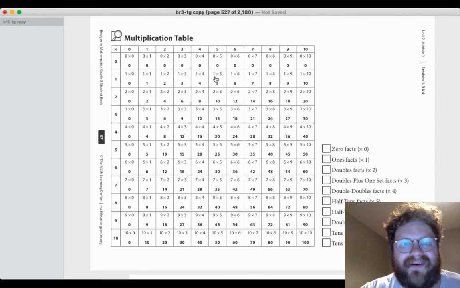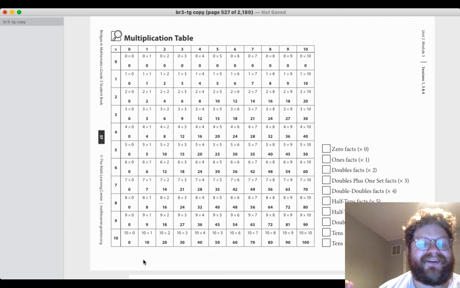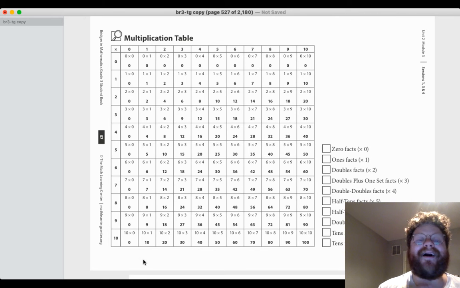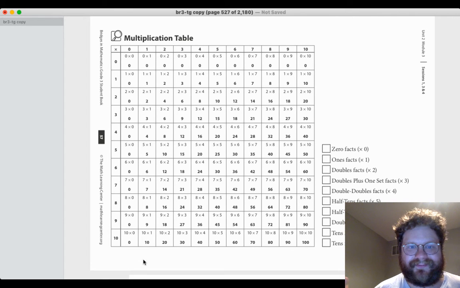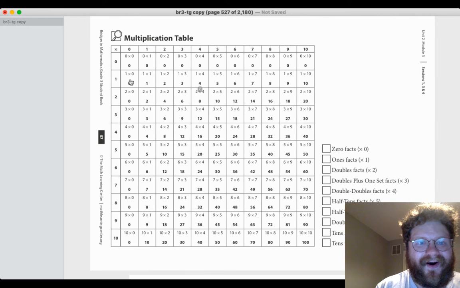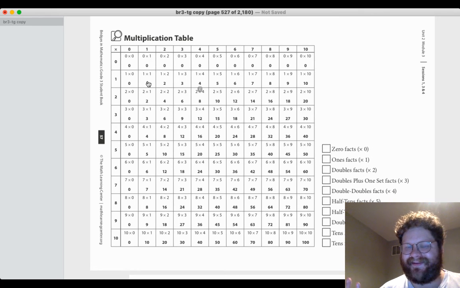So 1 times 5 is 5, 1 times 10 is 10, 1 times 1,000 is 1,000. If I have one bucket with 1,000 apples in it, how many apples do I have? I have 1,000. And again, that's true for 1 times 1 or 1 times a million. It'll equal itself. So right off the bat, you know all of this because you know 0 times anything is going to be 0, and you know 1 times anything is going to be itself.